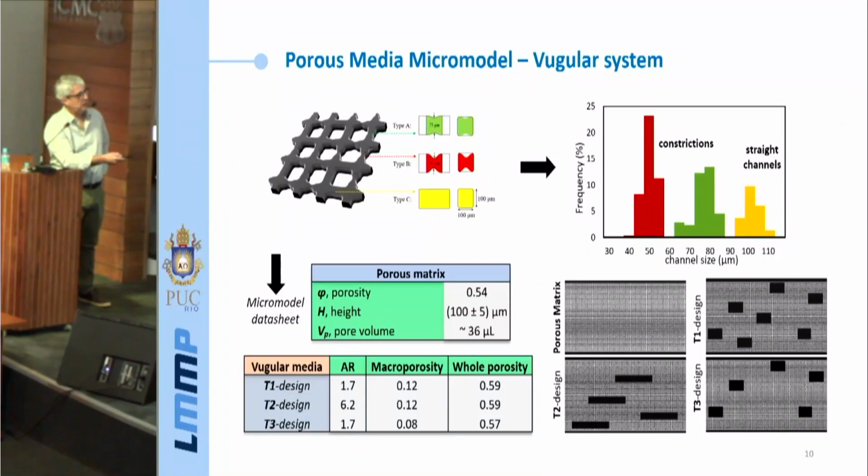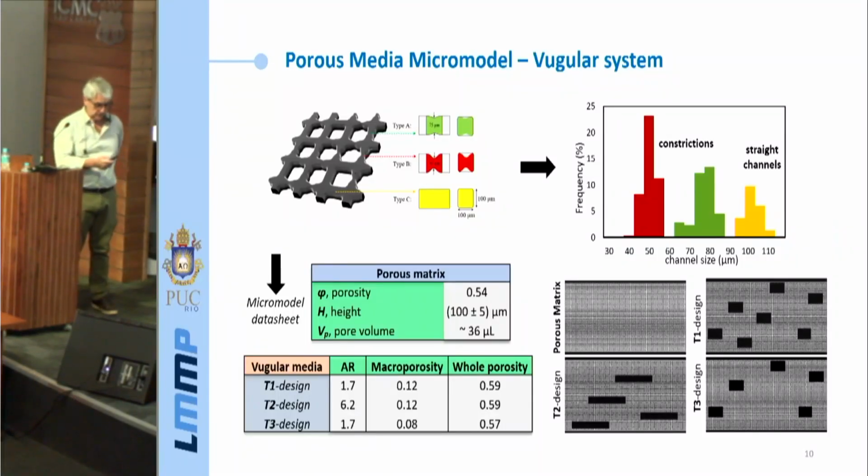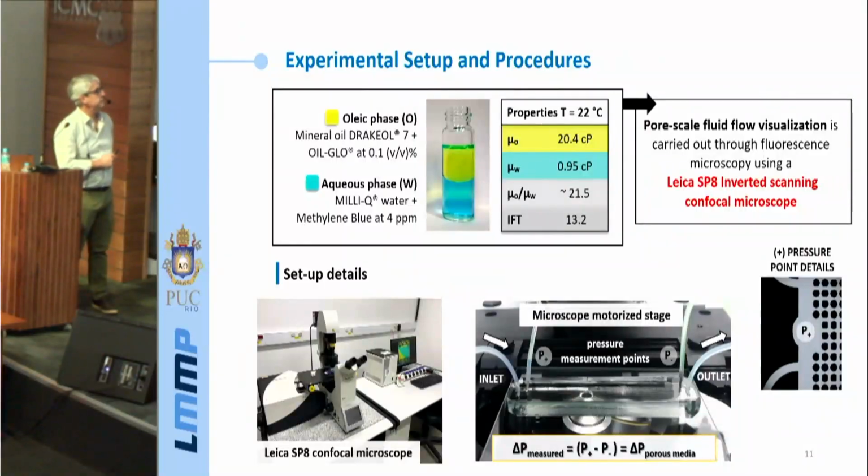So what I'm calling here this T1 design, I have vugs that have an aspect ratio of 1.7, and then we have these elongated vugs which are aligned in the flow direction. And then we have basically a smaller concentration of vugs in another design.